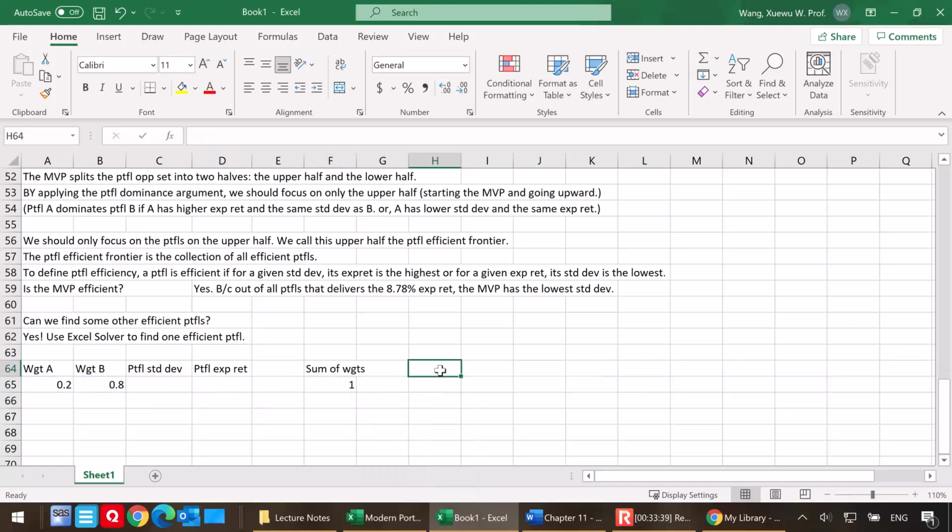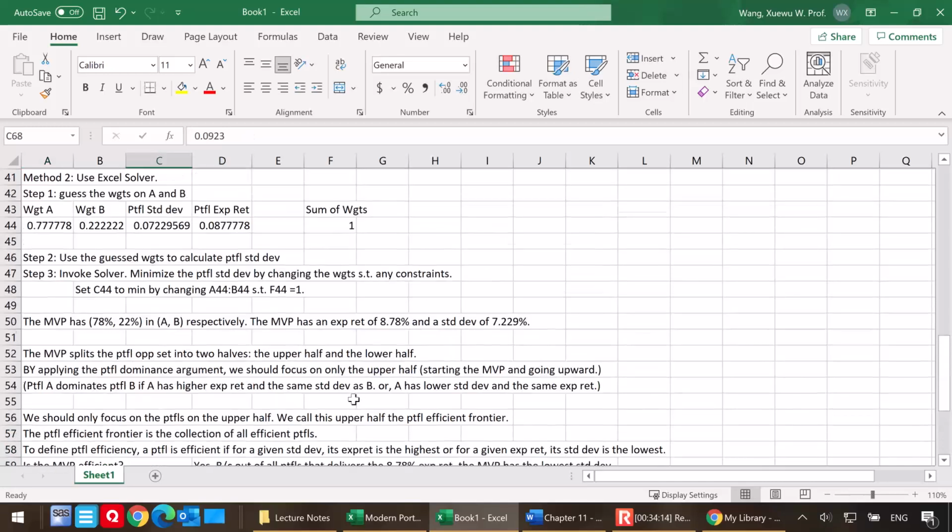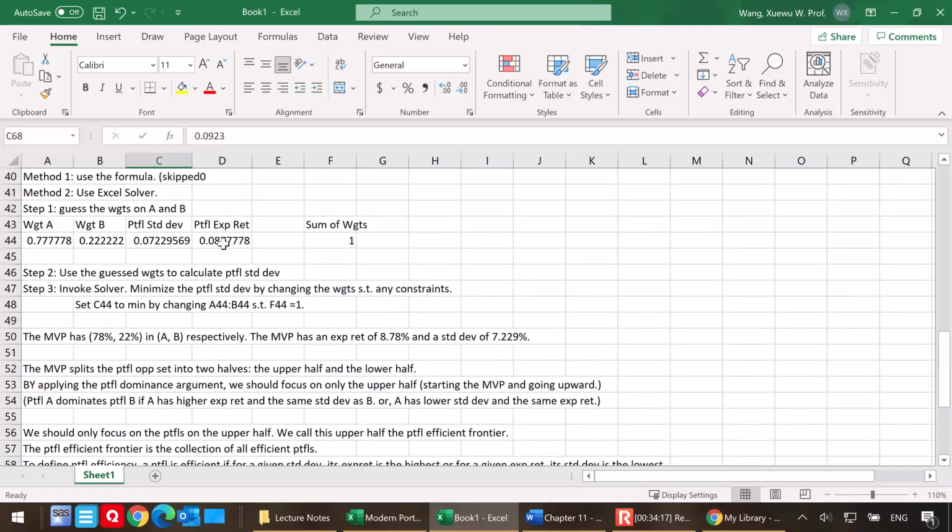So here, all right, here you can choose to fix either the return or the standard deviation. All right, so here we choose to fix the expected return. All right, so let's actually specify a target expected return, and let's just put down some numbers here, and this is 0.0923. Okay, so don't ask me where this number is coming from. All right, I just want to make a simple illustration. All right, if you look at the minimum variance portfolio, that expected return is 8.78. So you might want to specify something higher than that, which is the case here.